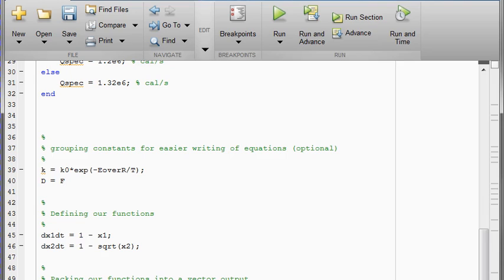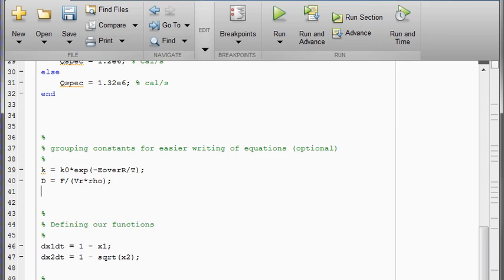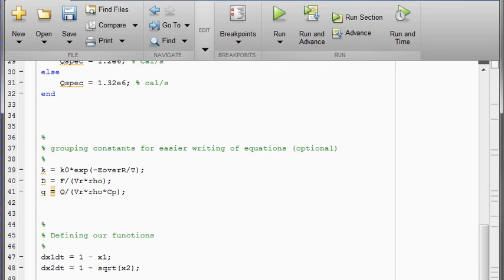Similarly, we're going to define our dilution rate as D is equal to F over the volume of the reactor times the density. And in addition to that, we've also defined little q as equal to capital Q, which is the heat load, normalized by the volume of the reactor times the density times the heat capacity. Finally, we also have a normalized heat of reaction, little h, which is equal to delta HR over the density and the heat capacity. So those are our constants grouped together for easier writing of the equations.